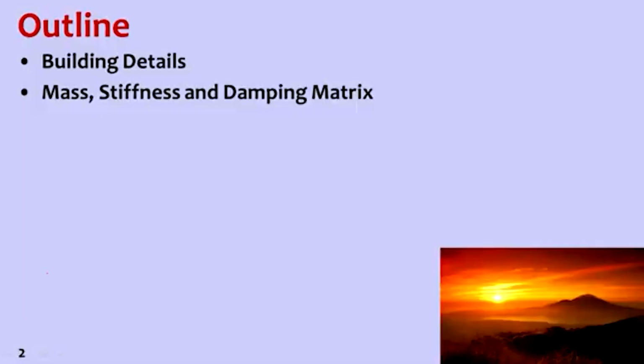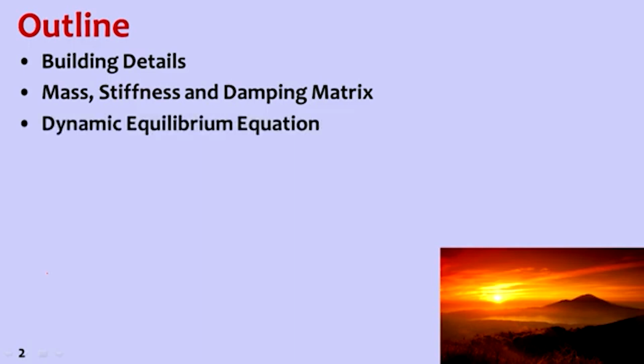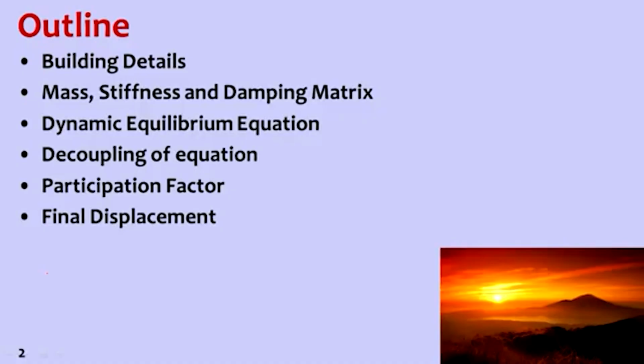So the outline of this class is we will discuss how buildings are converted into a lumped mass system, which is idealized as a 2, 3 or 4 degree of freedom system, and then how do we develop the mass matrix, stiffness matrix and damping matrix for that, and then we formulate the dynamic equilibrium equation. This dynamic equilibrium equation is usually a coupled equation. So now how do we decouple these equations, the equation matrix, and what is the concept of participation factor, and then finally how do we find displacement when the input ground motion or input force is given to us.